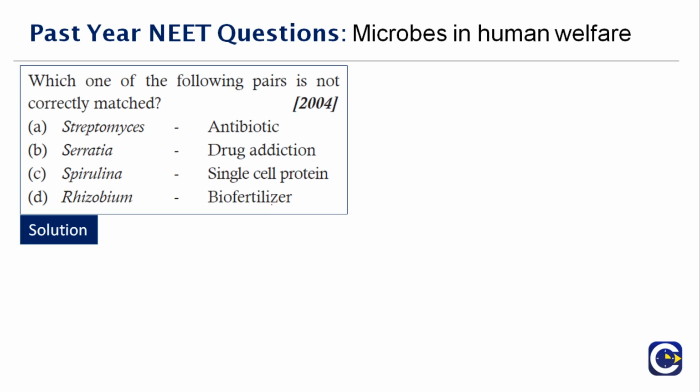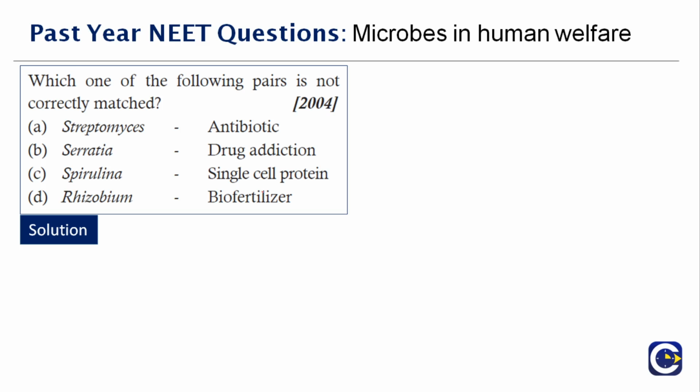Now to talk about this one, Serratia. Do you know what it is? Any idea? We have many species which come under this. Serratia marcescens is a species of rod-shaped gram-negative bacteria, and it is also a facultative anaerobic organism, classified as an opportunistic pathogen in many cases. So it is not involved in drug addiction, but it's pathogenic.